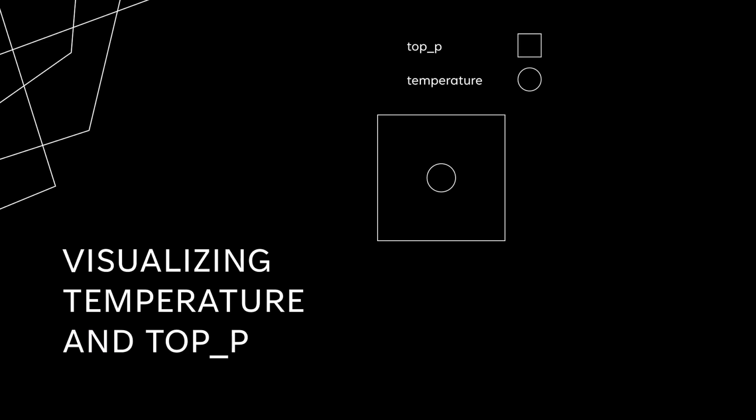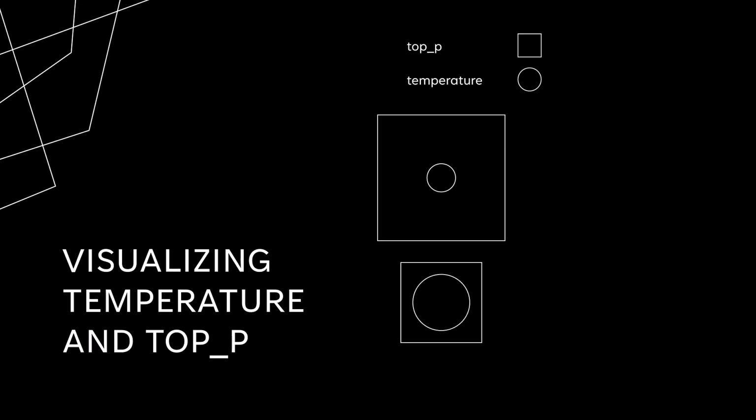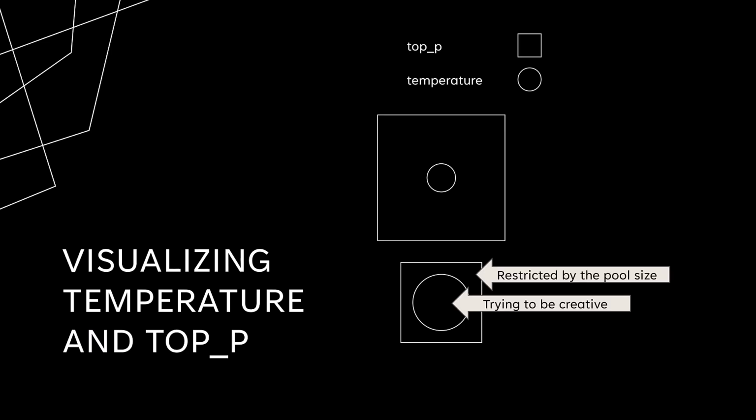A small circle inside a large square means the LLM has access to many tokens, but it ignores many of them, resulting in a response that is precise and narrow. A large circle in a small square means that the LLM is trying to be creative, but is restricted by the pool size, resulting in a response that is wild but constrained.